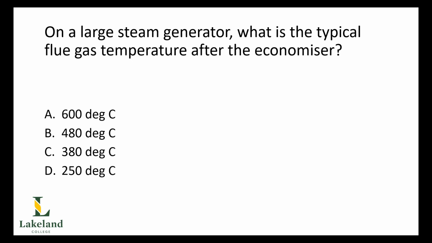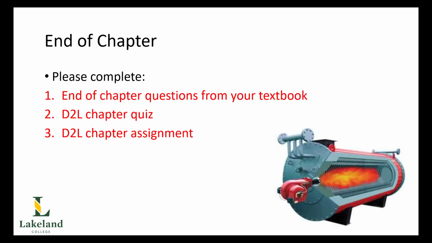Next one. On a large steam generator, what is the typical flue gas temperature after the economizer? Again, this one's popped up before as well, and this is a little bit of a nasty one because again, it's another one of those temperatures that tends to not be remembered. But if you take a look at figure 36, we'll see that it's 380 degrees Celsius from the economizer. Don't forget, after the economizer, it's got to pass through the air preheater and then it will finally drop down to our stack temperature around 170 degrees Celsius.